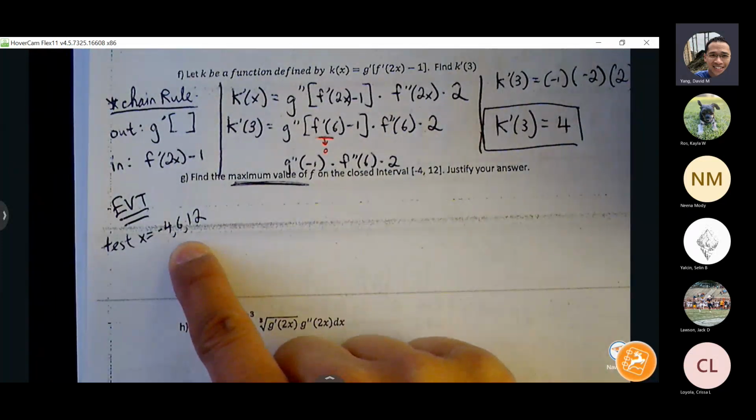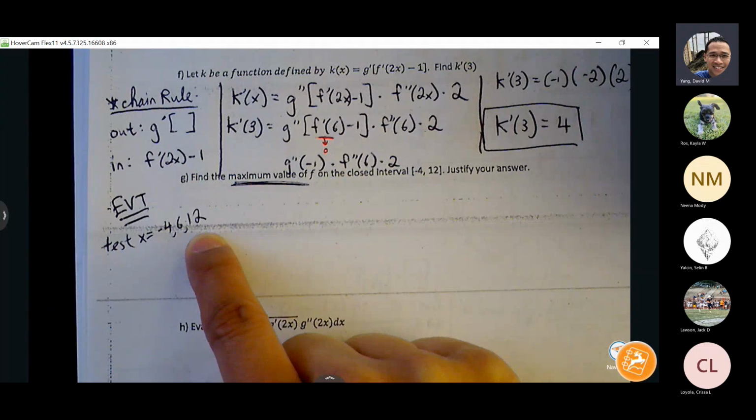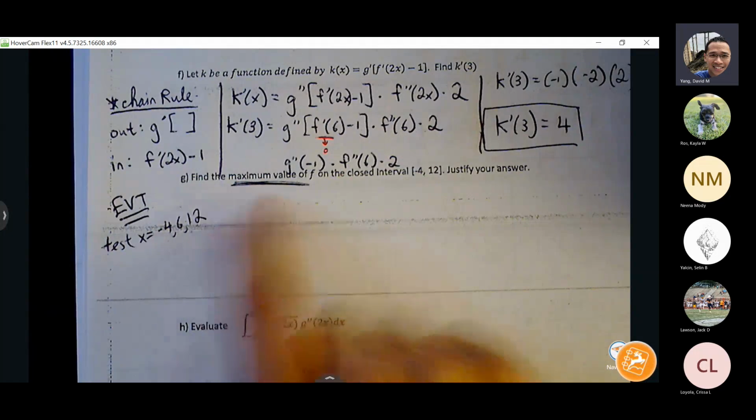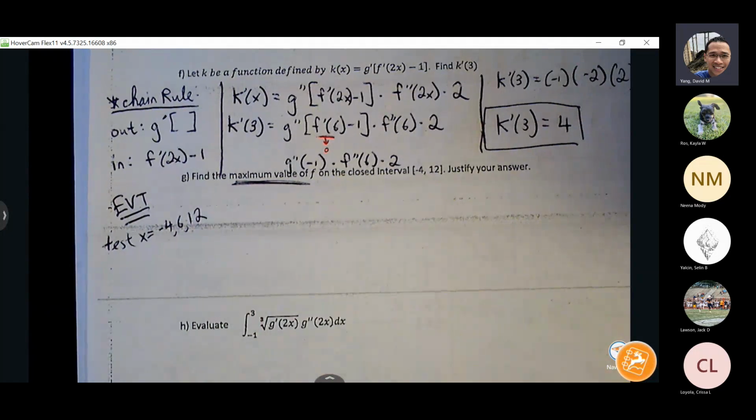Any questions there as to why we're just narrowing it down to those three values? It's not wrong if we wanted to test the other values. It's just we know that it can't come from there, right? Maximum value can only be endpoints and relative max.